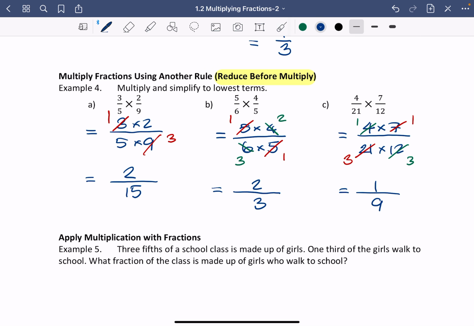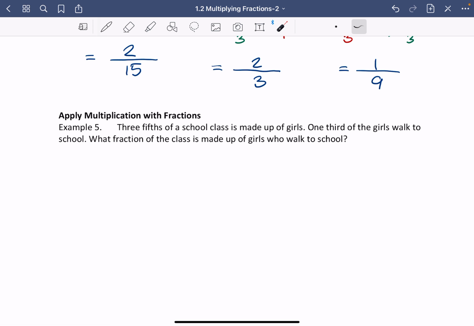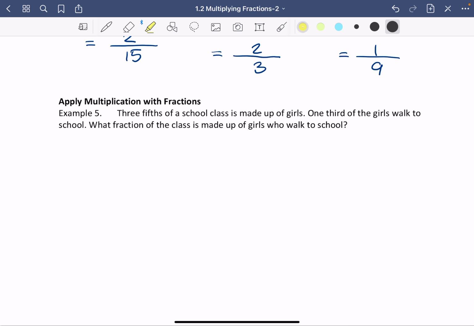Okay. So to multiply fractions by this method, you will need to reduce first and then multiply the numbers that you get after you reduce. Okay. When you reduce numbers on the top and on the bottom, you're reducing them in pairs, just like what we did with simplifying fractions yesterday. Okay. All right. Now let's do the last example.